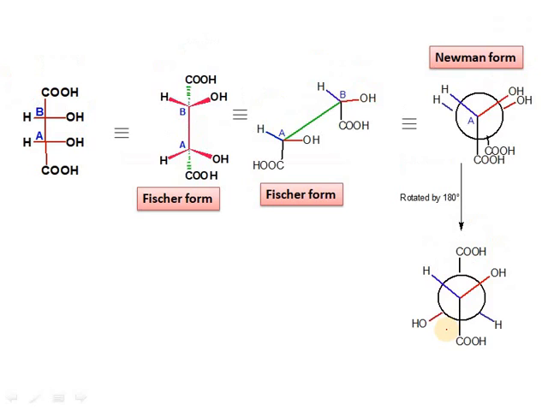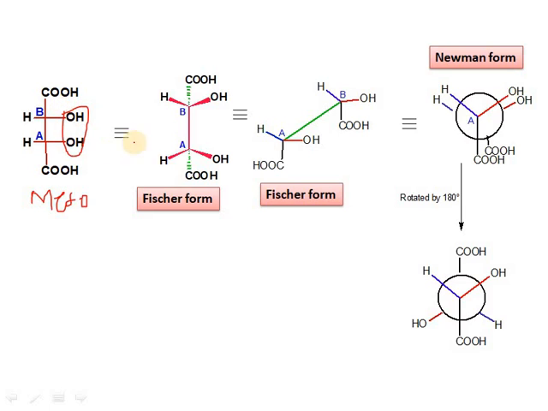Similarly, the meso tartaric acids, they are in an erythro form, because the two similar groups are on the same side.